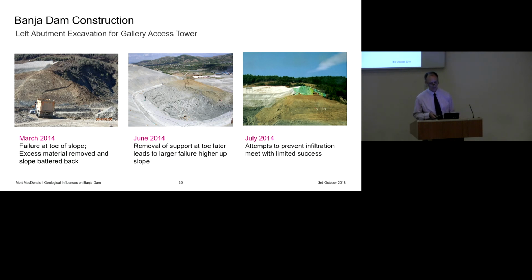Which of course wasn't actually the right thing to do because we were removing weight from the toe of the slip mass. So this ended up allowing the slope failure to sort of move further back up the slope. And over a period of months, by June, it was starting to threaten the area of construction of the grouting gallery, as you can see in the central.